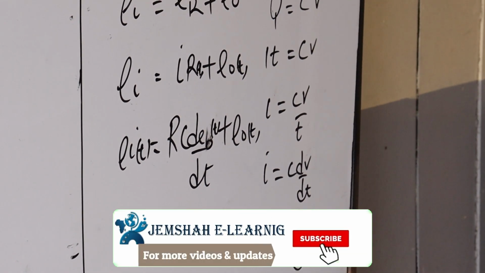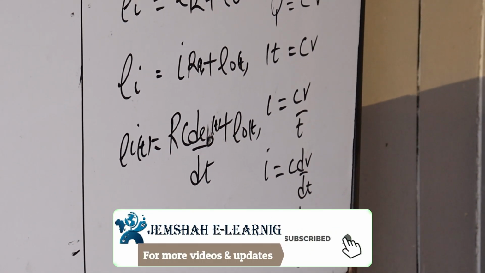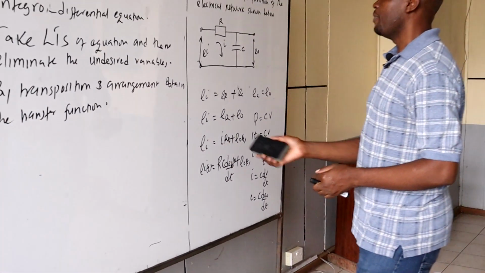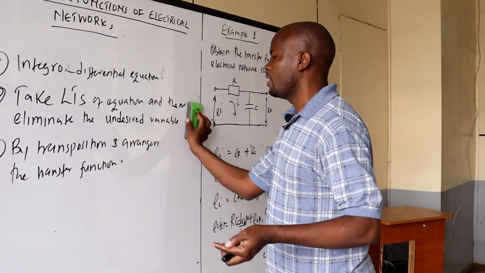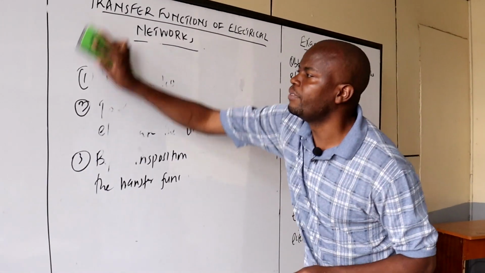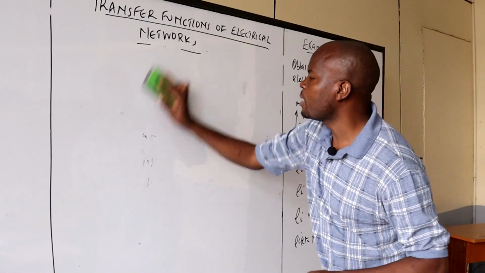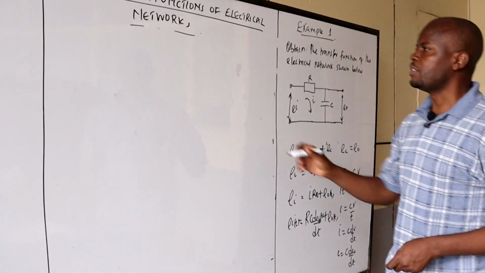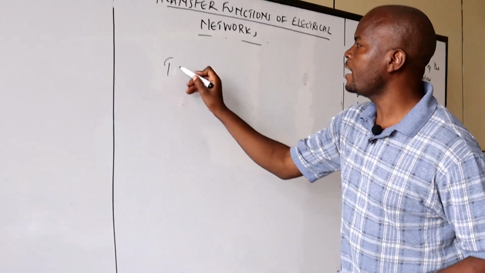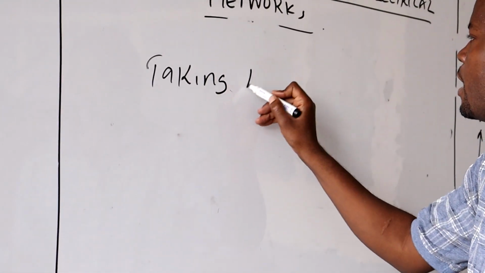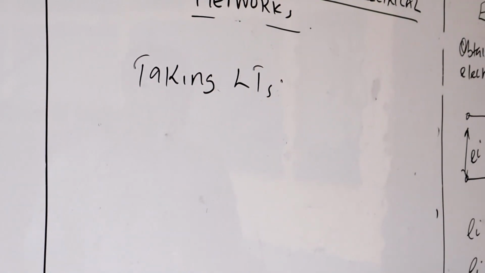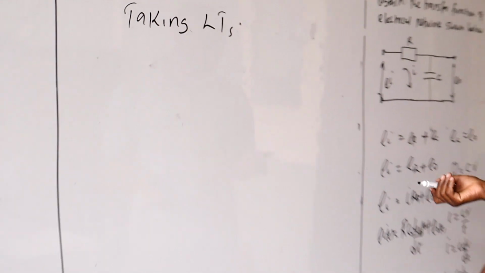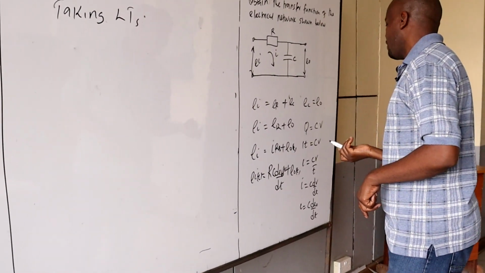Then after obtaining the integral differential equation, we can now obtain the transfer function by taking the Laplace transform and then transposition, and we shall have obtained the transfer function of that particular network. So in that case, we now say the second part, taking Laplace transforms. When you change them from the time domain, we always write them in capital letters.